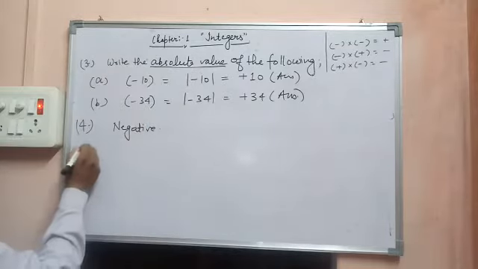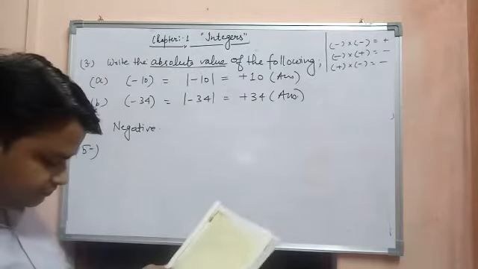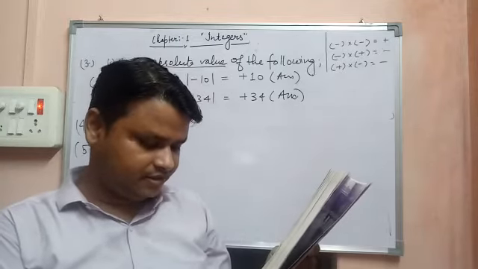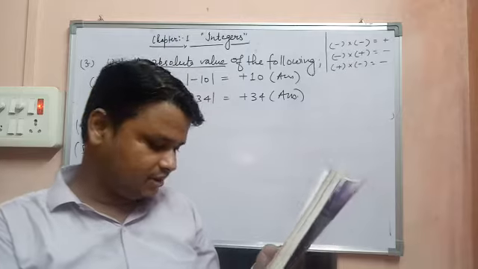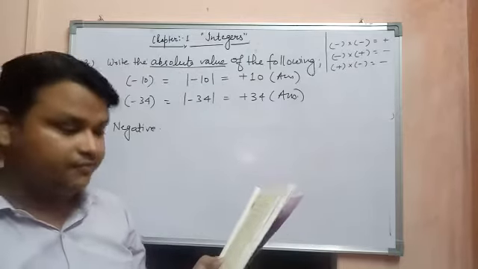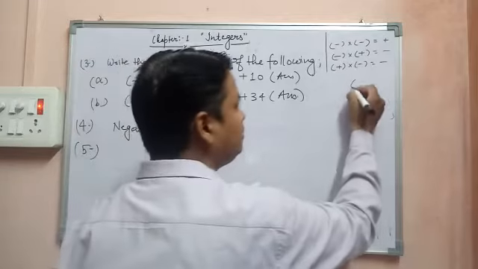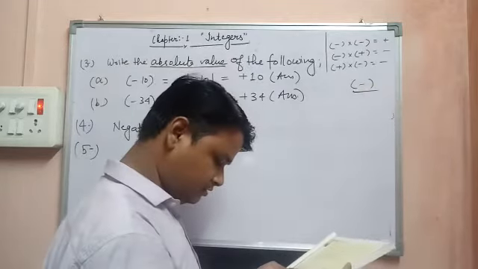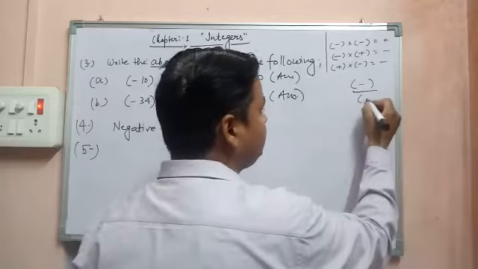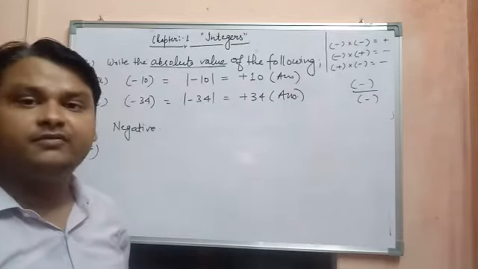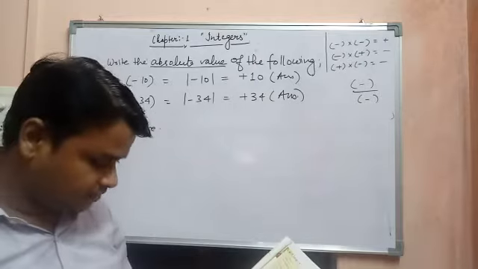In the same way, question number 5 is saying, what will be the sign of the quotient if the dividend is a negative integer and the divisor is also a negative integer? It means if we divide a negative integer by a negative integer, then what will be the sign of the quotient?